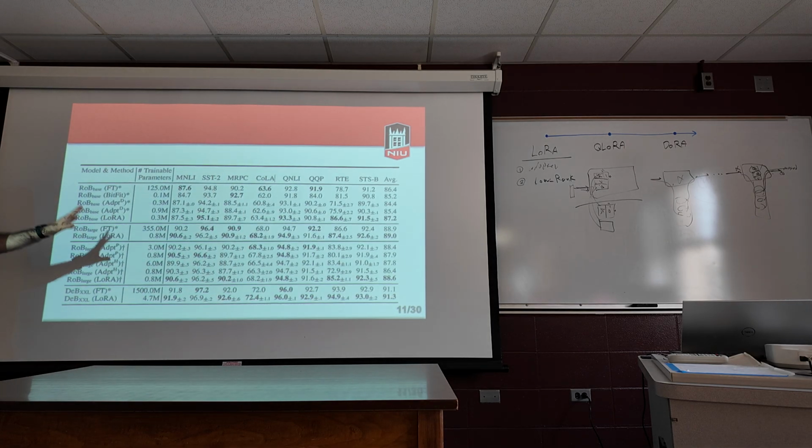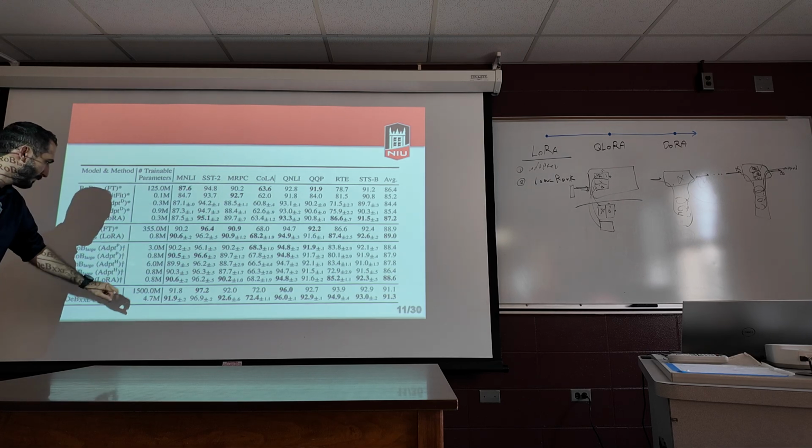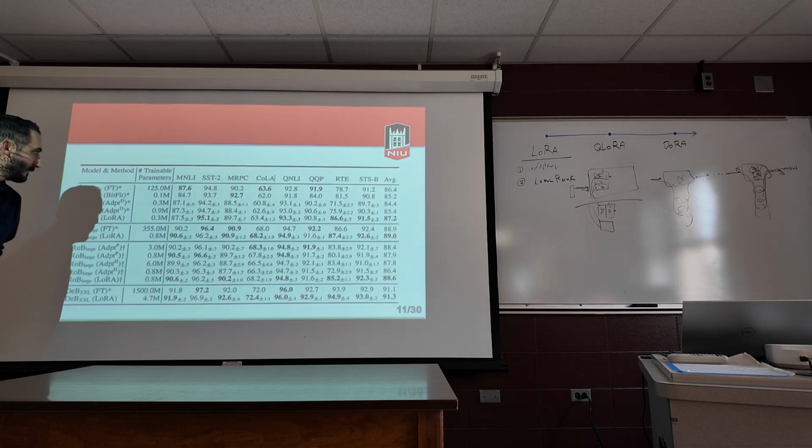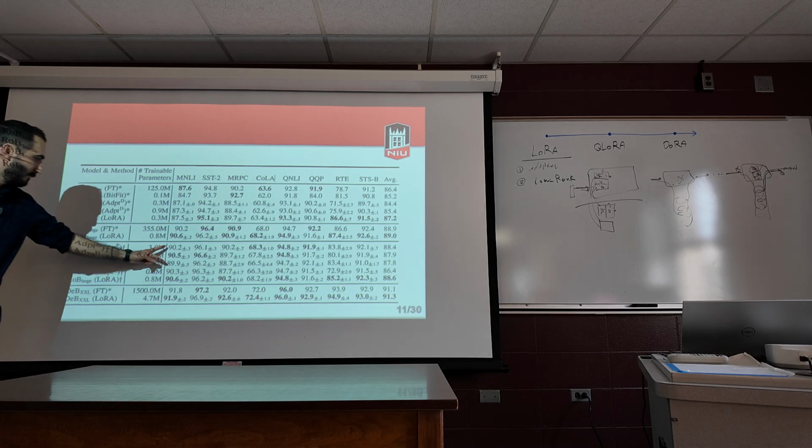Another interesting thing that they show is that when you have a bigger model, you have a more accurate result. But I think, for example, here, Roberta has 3 million parameters. They have 90%, exactly similar to what they have.